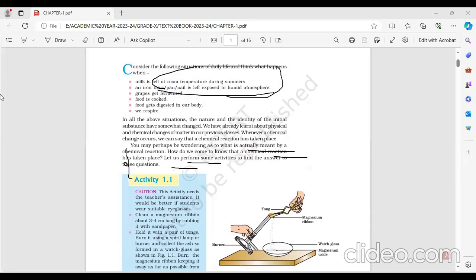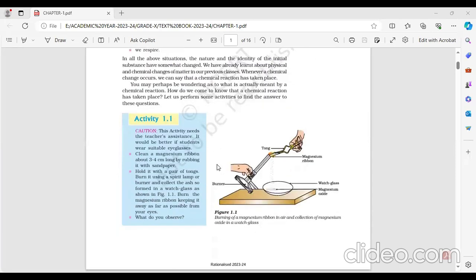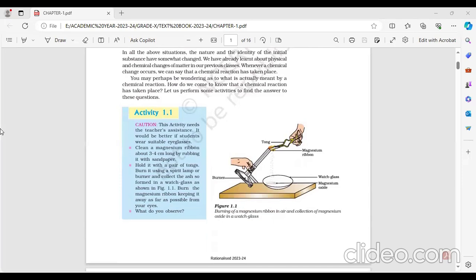And after that, we have studied this equation, right? This activity 1.1. Activity 1.1 tells us about the formation of a new substance. A new substance is formed, right? So it is a chemical reaction, and also heat is produced, so this is an exothermic reaction. In any chemical reaction where heat is produced, that is an example of an exothermic reaction. And not only exothermic, we study decomposition reaction also. This activity comes under that.